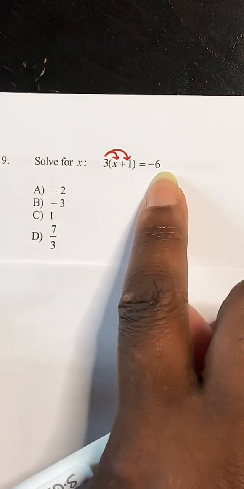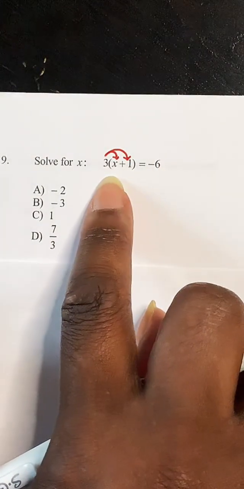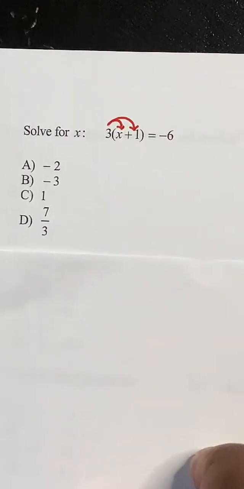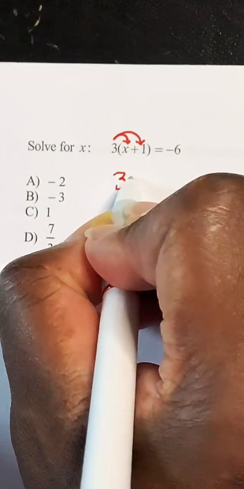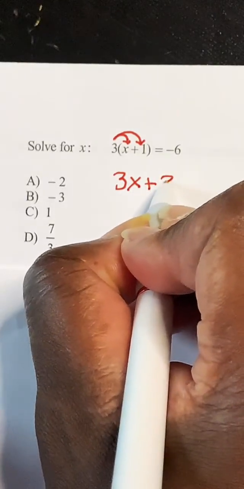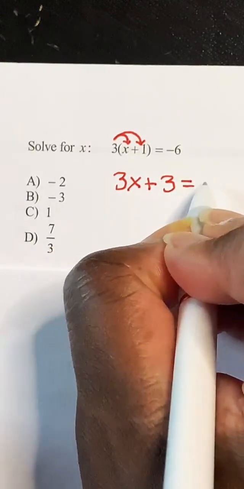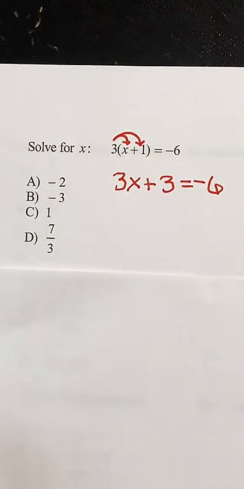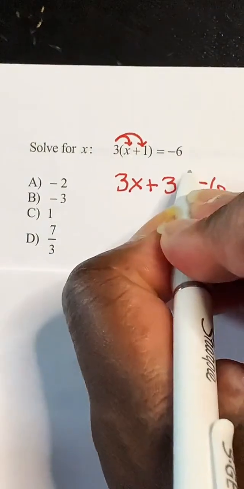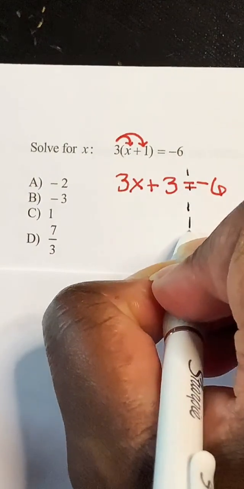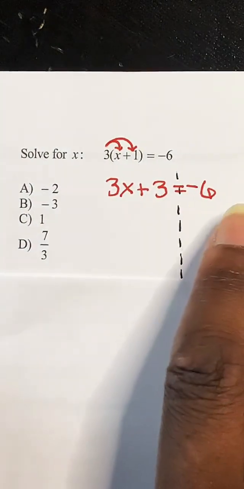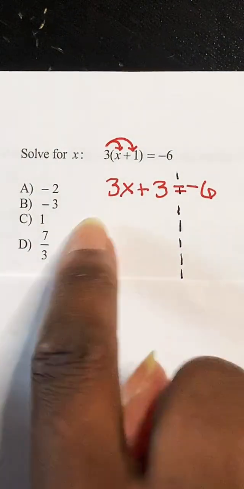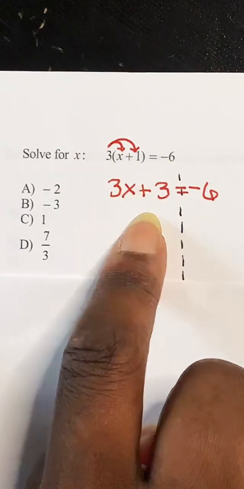This one has an equal sign. So since we're solving, we can solve this one of two ways. And I'm going to show you both ways. The first way, we can distribute. We can distribute this 3 to everything inside of the parenthesis. Not on the other side of the equal sign, just inside of the parenthesis. So we have 3x plus 3 equals that negative 6.